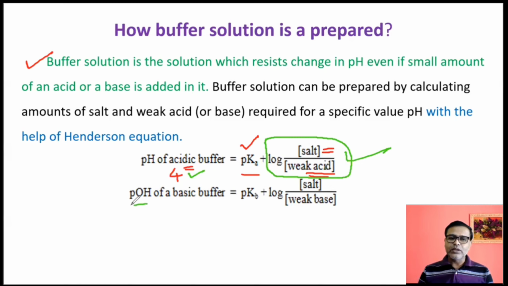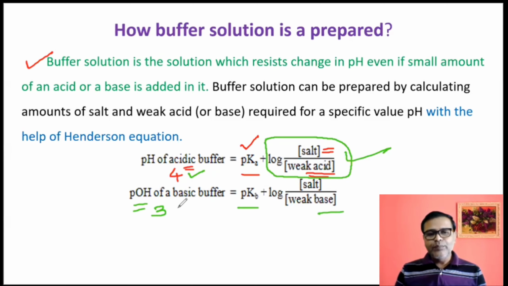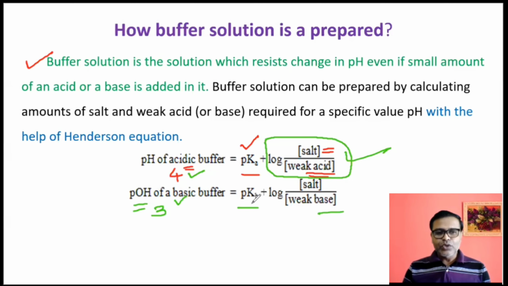Similarly, for a basic buffer, the formula is pOH of buffer solution equal to pKb plus log of salt upon weak base concentration. If you have to prepare a buffer solution whose pOH is, suppose, 3, then how to prepare it? This is our required value, so it is known. The pKb value must also be known. Suppose we have taken ammonium hydroxide, so the pKb of ammonium hydroxide will be known.